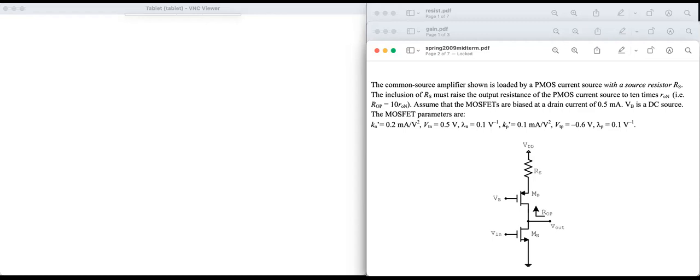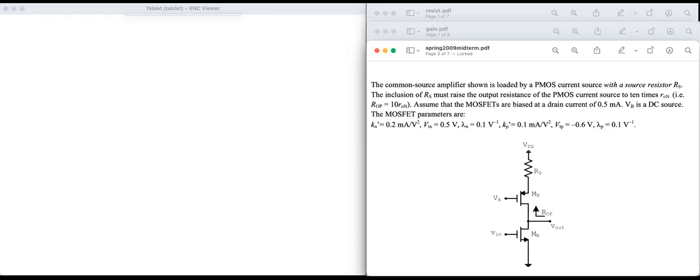Today we will solve some exercises and we will emphasize the use of the gain and resistance calculation sheets. So we'll try to solve the exercises using formulas from those sheets. These are exercises from a previous midterm. So let's start with the first one, which you can see.